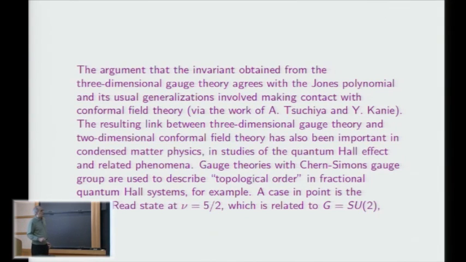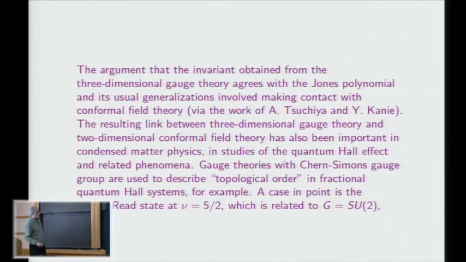So the argument that what you get this way agrees with the Jones polynomial and its usual generalizations to other groups and representations involves making contact with conformal field theory through the work of Tsuchiya and Kanie. And this gives a link between three-dimensional gauge theory and two-dimensional conformal field theory that has a lot of fun applications. For example, it's also important in condensed matter physics, in studies of the quantum Hall effect, and more contemporary things related to that.